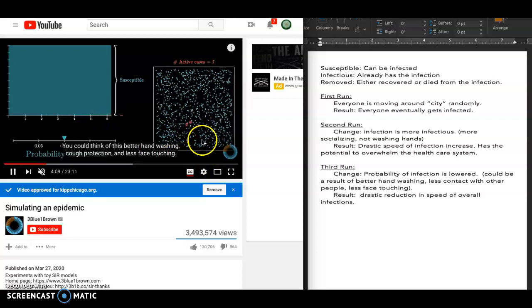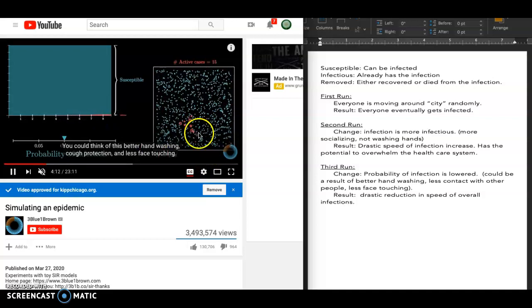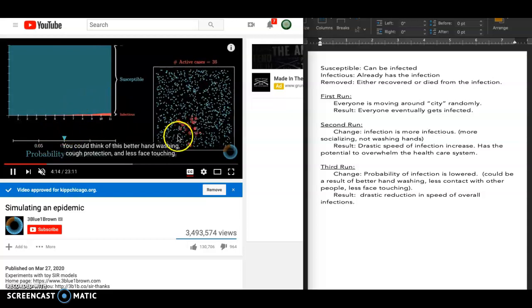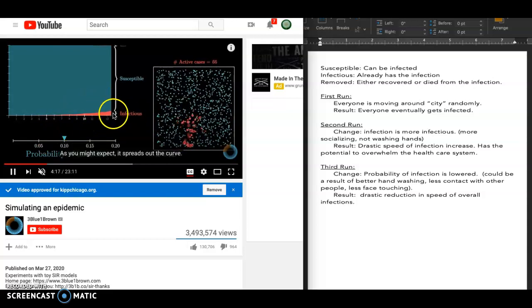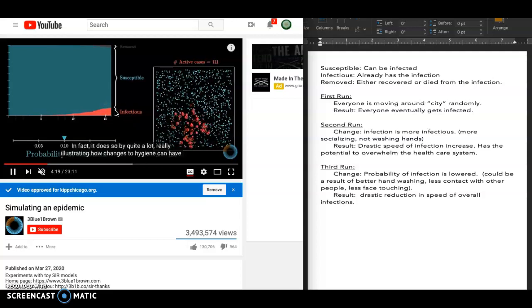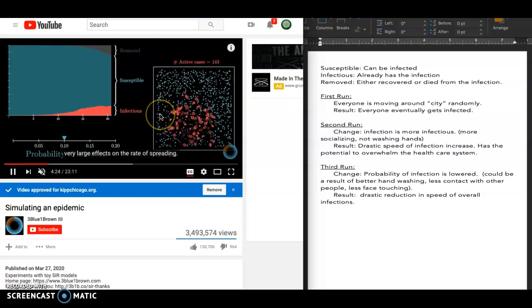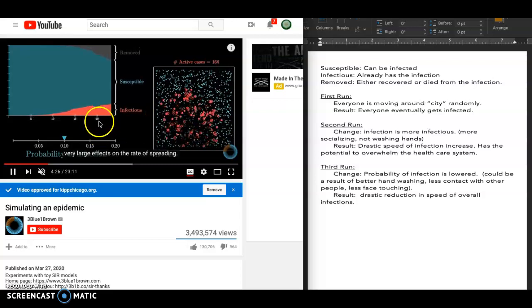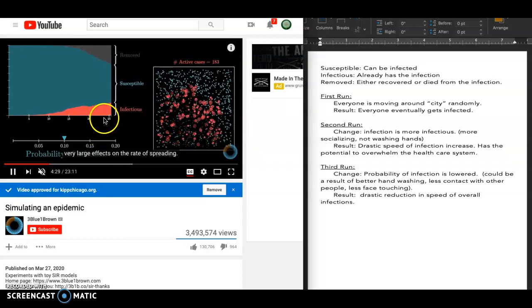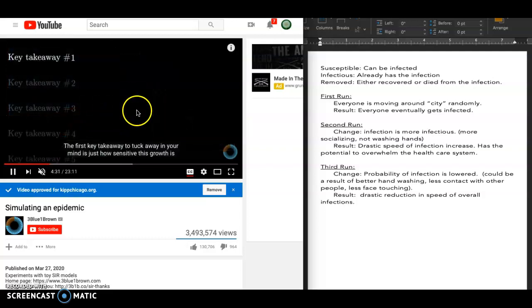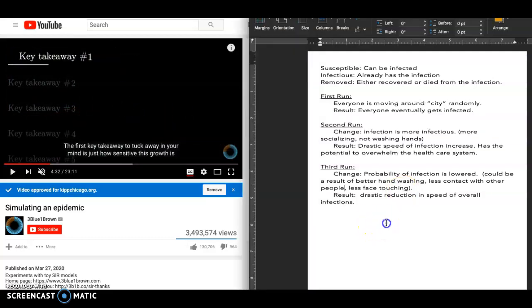So there is an infection happening. It is starting to spread somewhat, but just notice already, we can tell that the curve of this infection is way lower. There are way more people who are not sick currently. As you can see, this has gone on the same amount of time as the other ones, but this curve did not get that high. And so that has a drastic reduction in the speed of the overall infections, which really saves the hospital situation here.